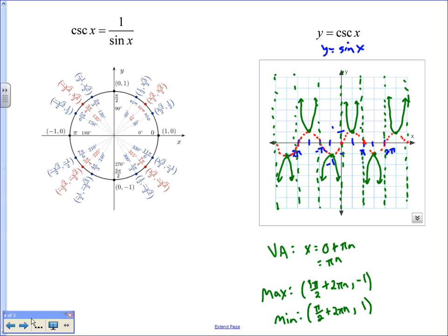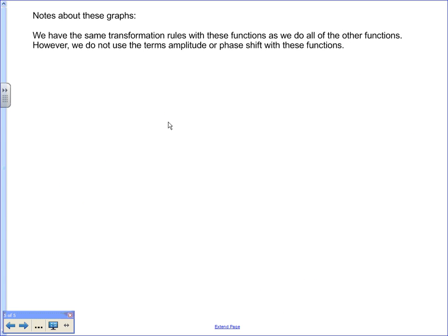So just to sum up a little bit, we have the same transformation rules with these functions as we do with all of the other functions: we can vertically stretch them, vertically shrink them, reflect them across the x or y axis, and have shifts up and down, left and right. But the thing that's different from sine and cosine is we don't use the term amplitude, and we don't use the term phase shift. They'll tell you horizontal shift, but they won't say phase shift for these. Okay, so that is all that I have for you here.